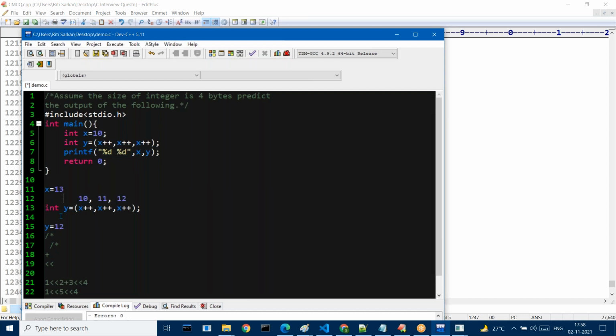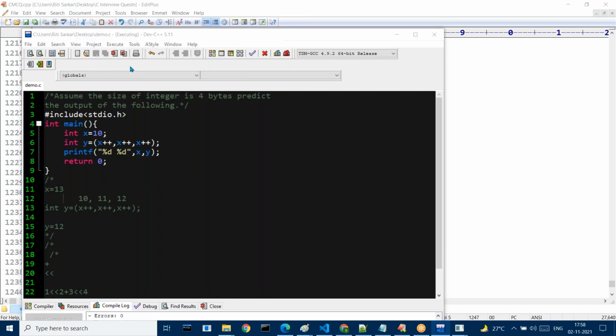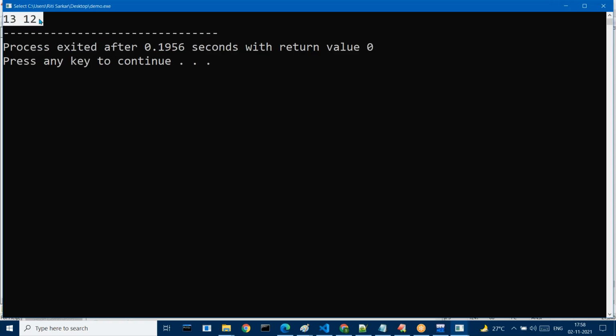And see the x value, guys. See the x value. 13, sir. 13, 12. Tell me, guys. Understanding? Comma operator also discussed.